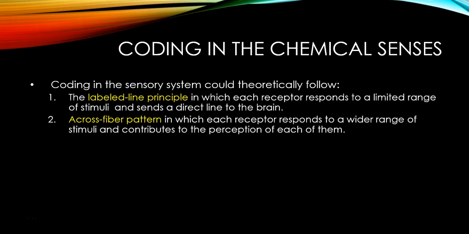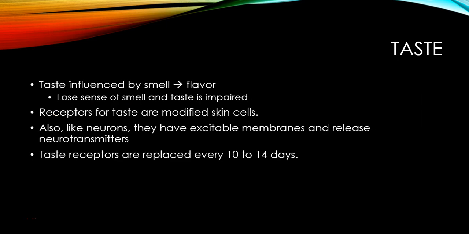Or we could have a cross fiber pattern of recognition of taste and smell, in which each receptor responds to a wider range of stimuli. And then it's really a pattern of the different type of stimuli that allows us to know which scent or which taste we are experiencing. So let's start with taste and how that works.